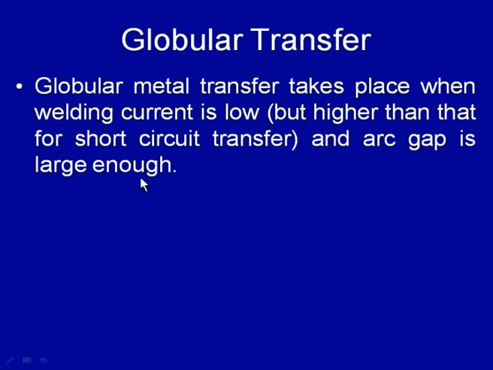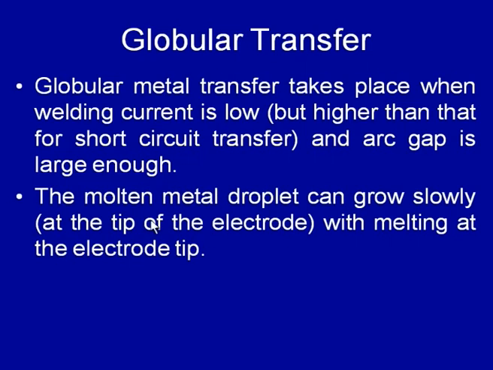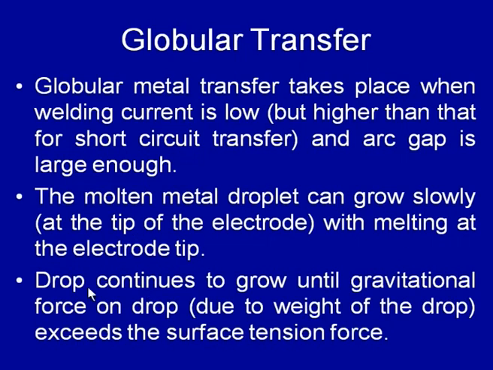so that the molten metal drop growing at the tip of the electrode can grow to a larger extent, and the drop continues to grow until the gravitational force acting on the drop due to its weight exceeds the surface tension force. Once the gravitational force due to the size of the drop exceeds the surface tension force, detachment of the droplet from the electrode tip takes place.